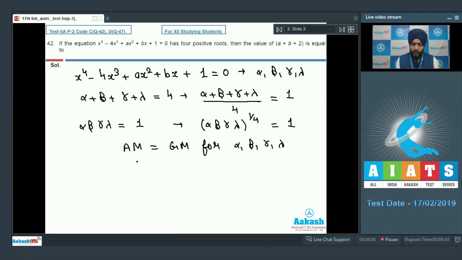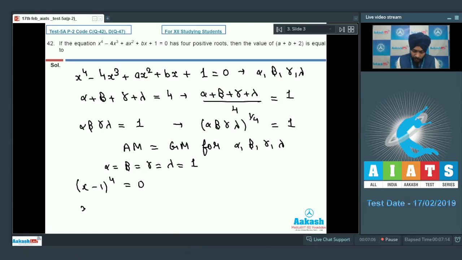So if all 4 are equal, alpha plus beta plus gamma plus lambda will give you 4 alpha equal to 4, and you will get alpha equal to 1. So that means alpha equals beta equals gamma equals lambda equals 1. So that means if all 4 roots are given, we know that the equation will be (x minus 1) whole raised to the power 4 equals 0.